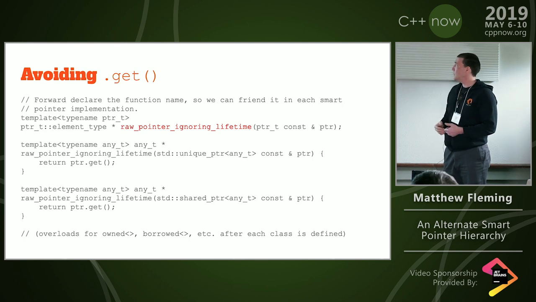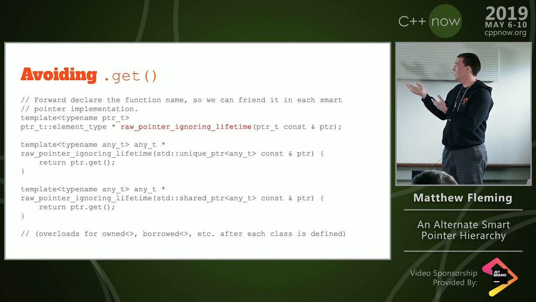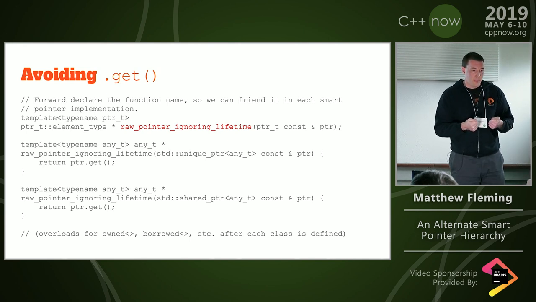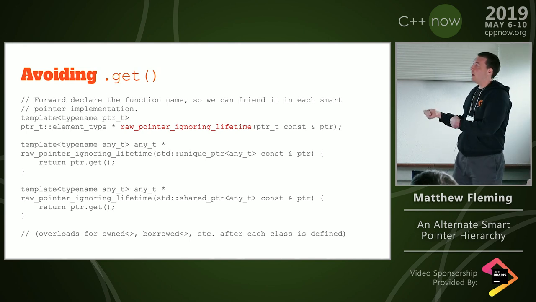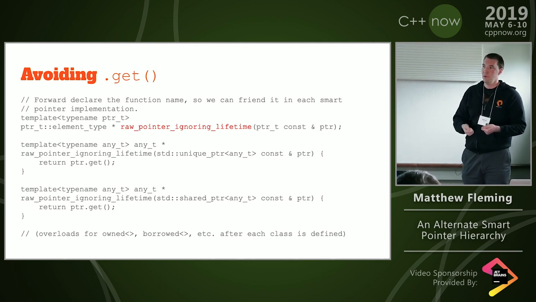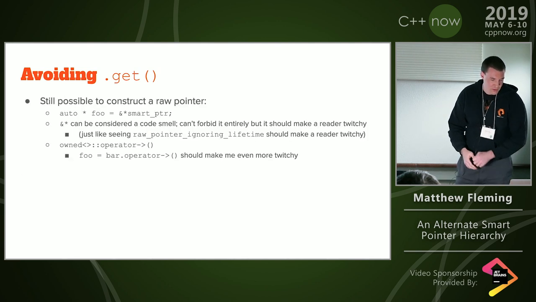So I forward declare the function so that I can actually make it a friend inside my smart pointers, and then I can have default implementations for unique putter and shared putter that just return the underlying raw pointer. And so now I never have to implement a dot get operator on my smart pointers, but I can still get back the raw pointer for the few cases you need it. But now it looks like a code smell every time I see it.